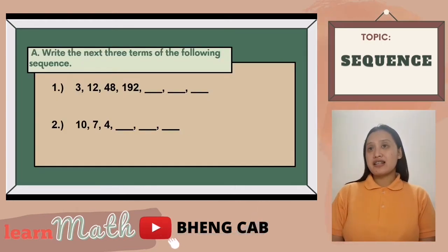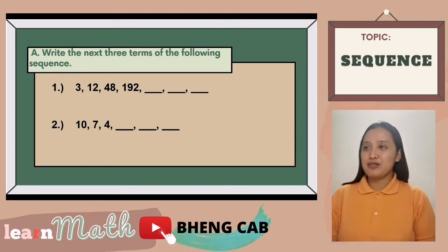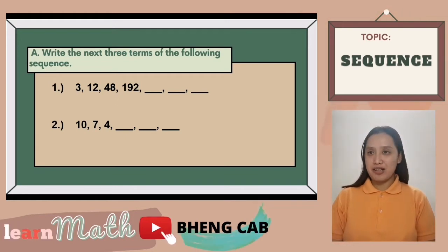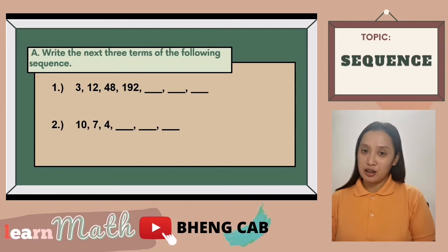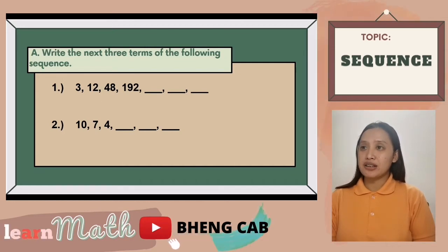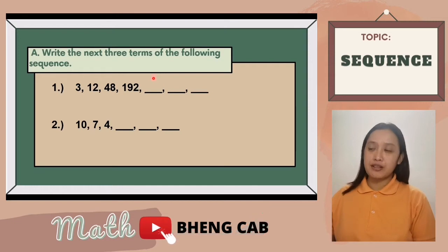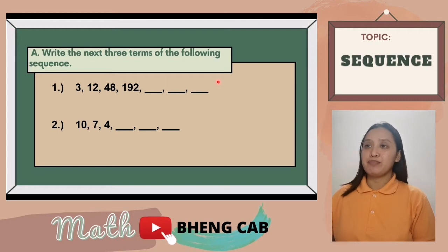For the first objective natin, write the next 3 terms of the following sequences. Meron ako ditong dalawang sequences at yung dalawang sequences na to ay kinakailangan mahanap natin yung mga blank terms ng bawat isang sequence. So for example number 1, meron akong sequence na 3, 12, 48, and 192. And our objective here is to identify the fifth term. This blank term, fifth term, specifically, yung 6th term at yung 7th term.